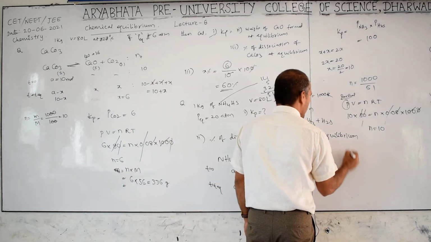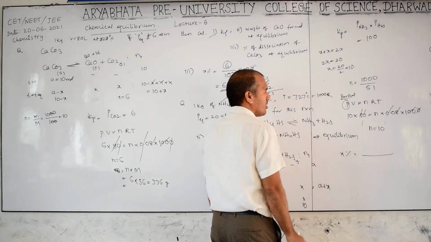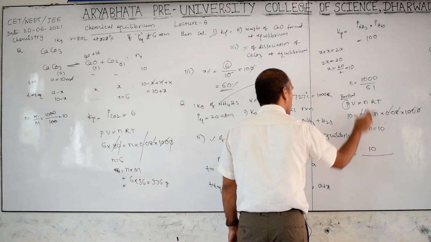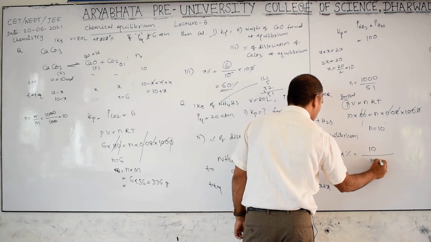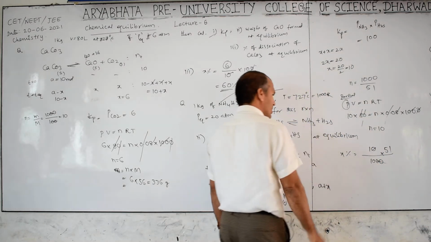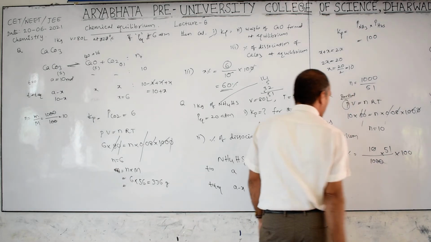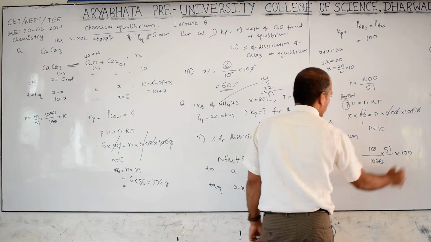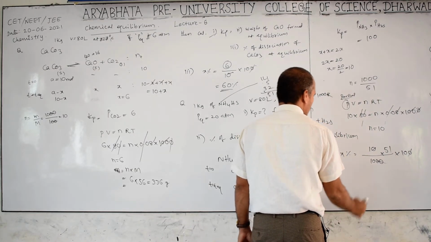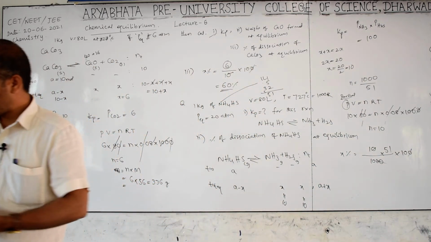Therefore now the percentage dissociated is equal to x, how much? This dissociated 10 by the initial number of moles. The initial number of moles is 1000 by 51. Then this cancels. Okay, and into 100 is also there, I forgot, into 100. Therefore this cancels. Then the percentage is not 510, it is not possible. Where did I make the mistake? One second, check.